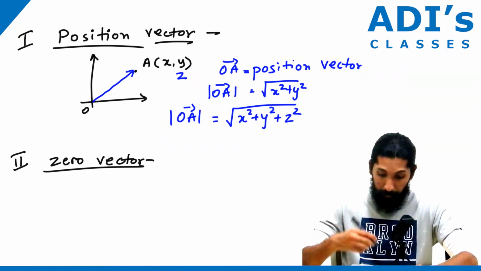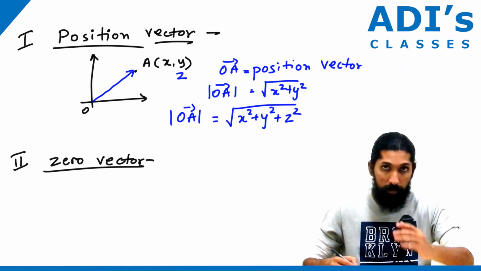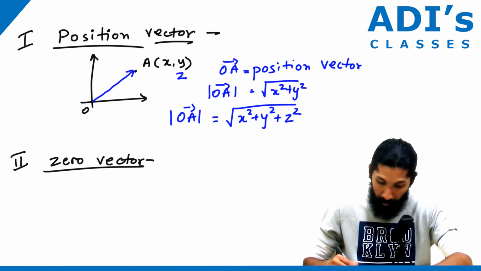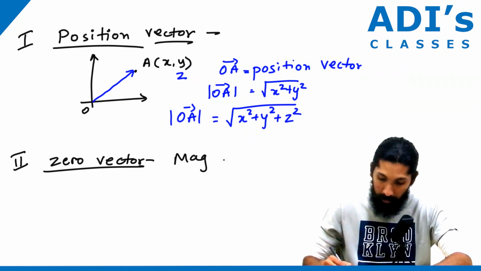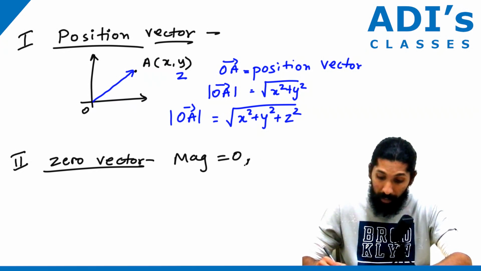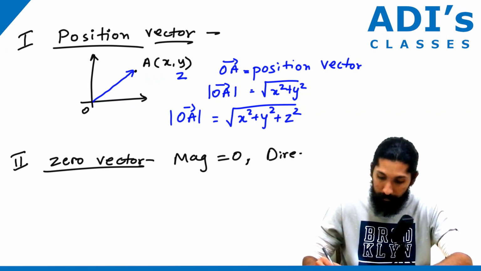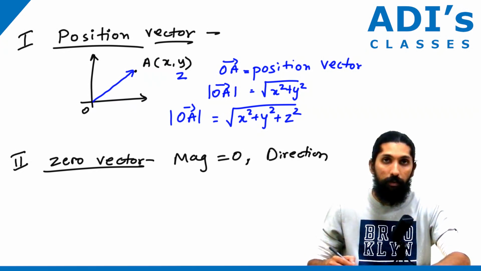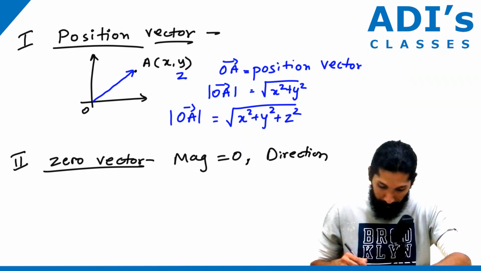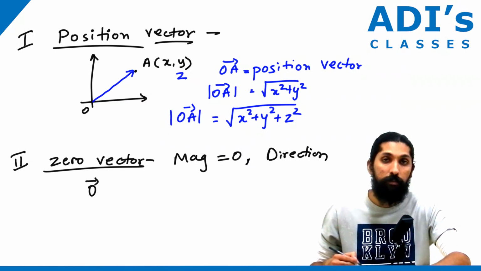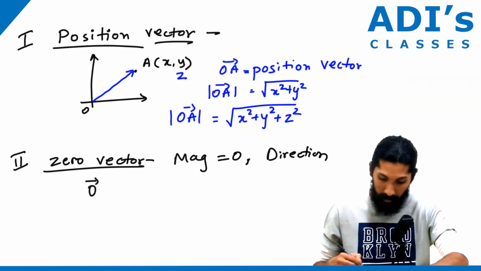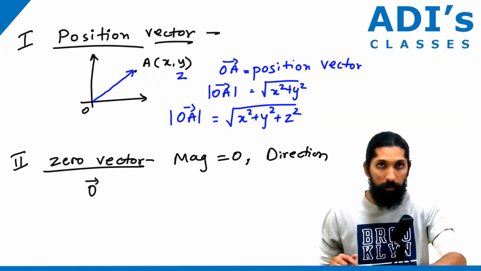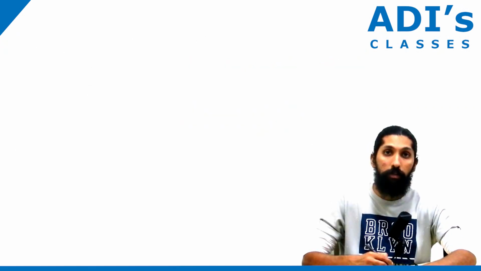That means a zero vector is that vector where the magnitude is zero, but it has a direction. Magnitude is zero. So we generally represent it as a zero vector like this. Okay, this is a zero vector. Clear? Now let's look into the next type, the unit vector.